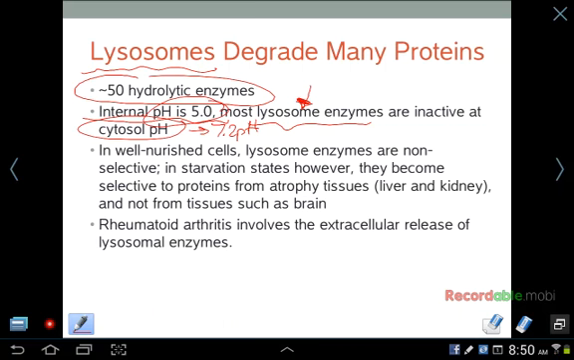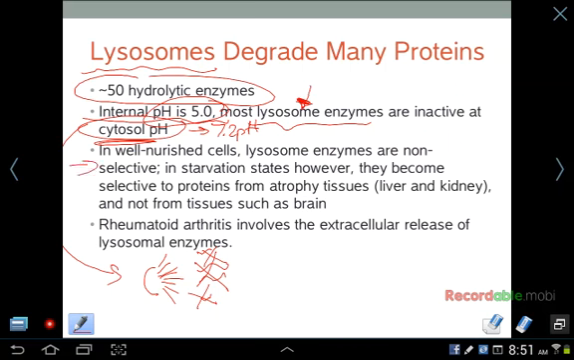And the reason is because if the lysosome were to break open and spill out, these hydrolytic enzymes are non-specific, and if they were active at cytosol pH, they'd be able to eat up all the proteins in the cytosol. So in case the lysosome does bust open and these enzymes spill out into the cytosol, at the cytosol's pH, they would be inactive and would not inadvertently kill the cell.